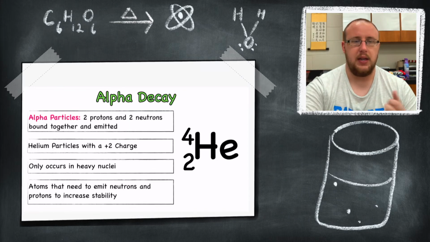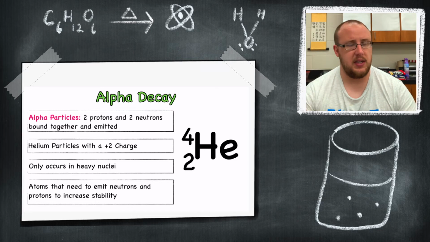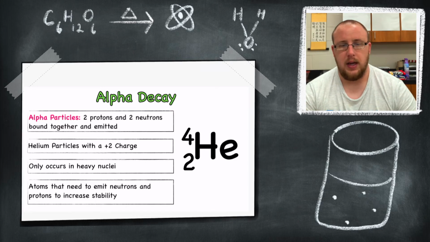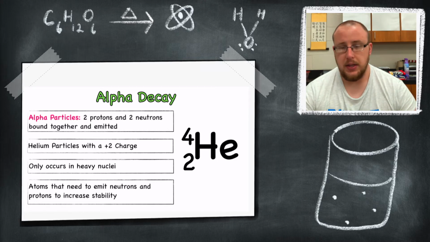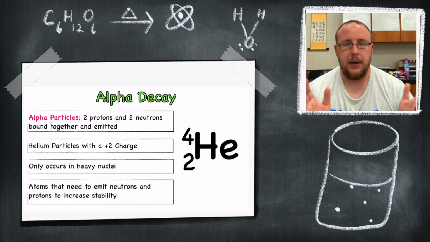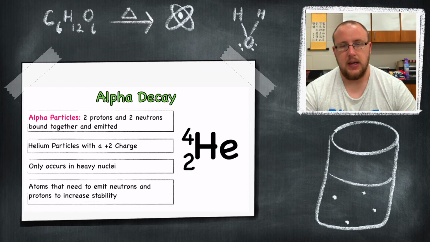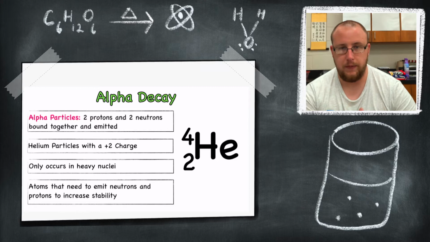So let's start with alpha decay. The first thing you need to know is alpha particles. An alpha particle has two protons and two neutrons bound together. We talked about Ernest Rutherford, who shot alpha particles to figure out the existence of a nucleus. An alpha particle is just two protons and two neutrons together, which is a helium nucleus. These helium isotopes with a +2 charge are the key indicators of alpha decay. If you see an alpha particle, it is probably going to go through alpha decay in some form or fashion.